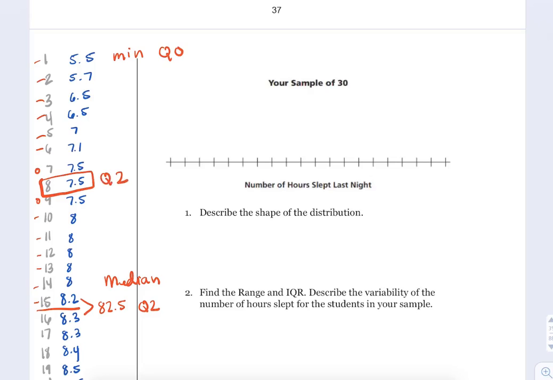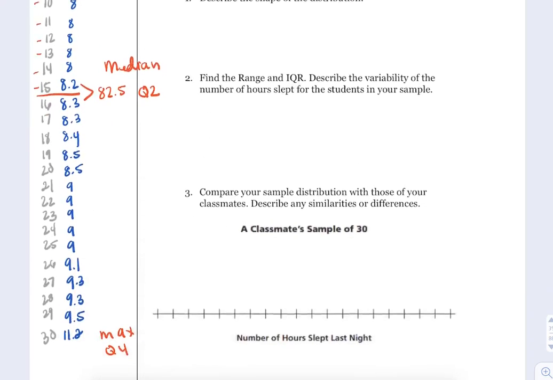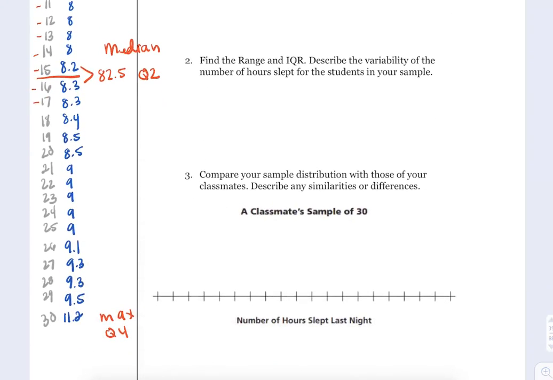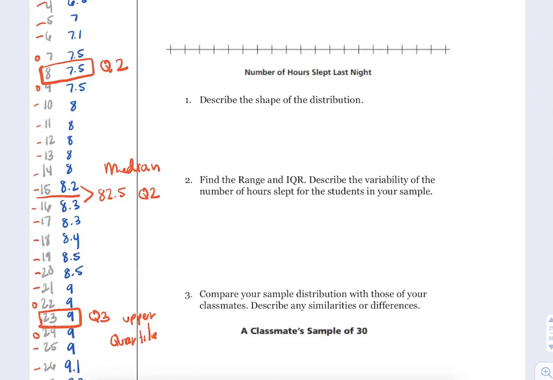Okay. I'll do the same thing here. I'll count 7. 1, 2, 3, 4, 5, 6, 7. 1, 2, 3, 4, 5, 6, 7. This number right here is my Q3, or my upper quartile. And this here is my lower quartile.